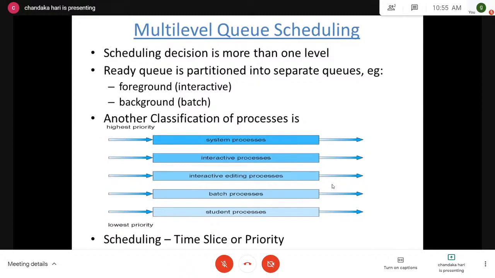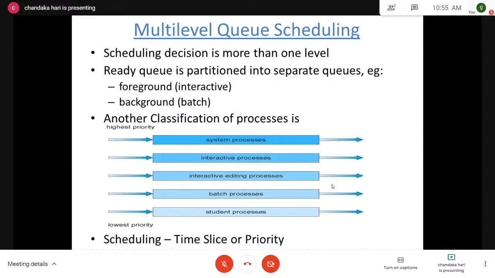Among these particular jobs, which job do I need to execute first? That is the level 2 decision. So at level 1, first of all, it has to decide which queue I need to go to. And at the second level, in that queue, which job I need to execute. That's it. This is going to be called the second exam.